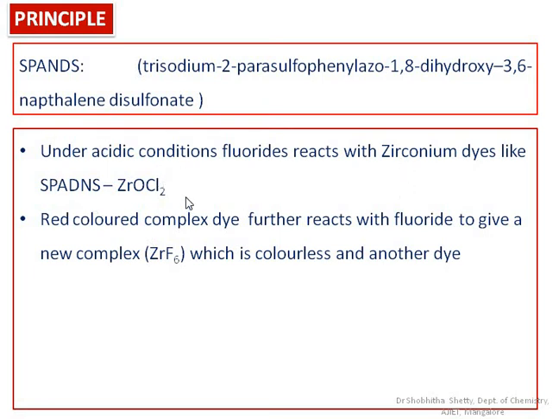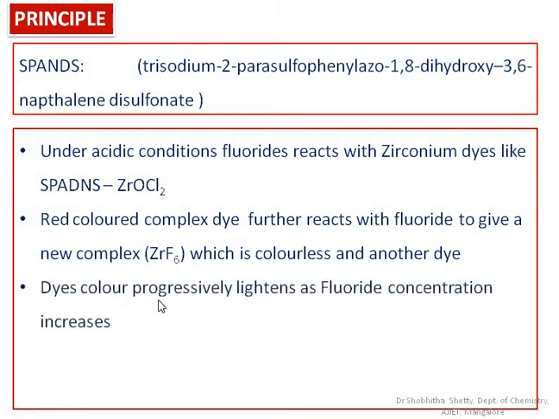This zirconium SPANS dye is actually red in color. As the concentration of fluoride increases, or the reaction between the fluoride ion and the complex dye proceeds, the color of this dye goes on fading. So color intensity decreases. As there is a change in color, the amount of absorbed light or transmitted light by the solution also varies. The dye's color progressively lightens as fluoride concentration increases.